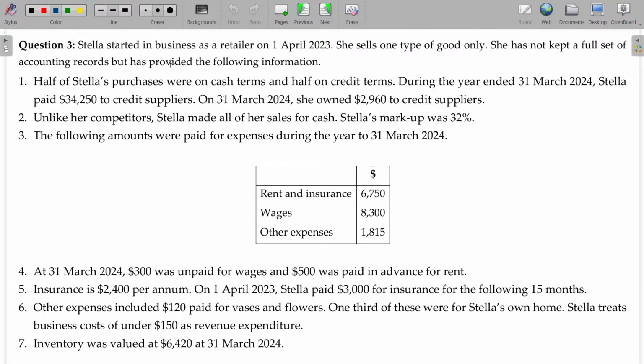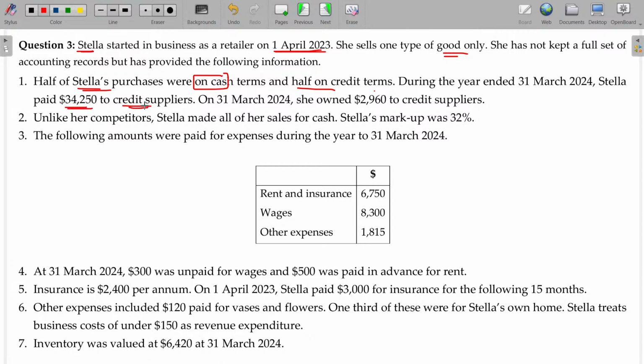Here, Stella started business as a retailer on 1st April 2023. She sells one type of good only. She has not kept a full set of accounting records, but has provided the following information. Half of Stella's purchases were on cash and half on credit terms. During the year ended 31st March 2024, Stella paid 34,250 to credit suppliers.